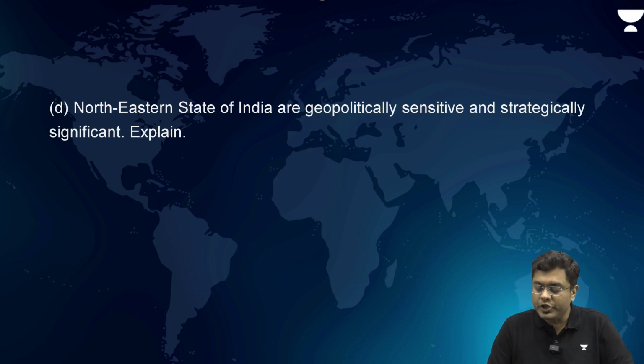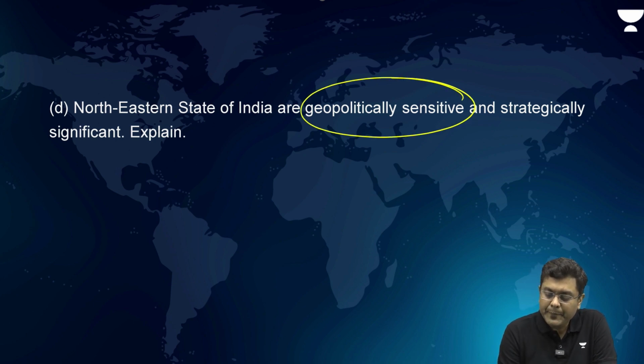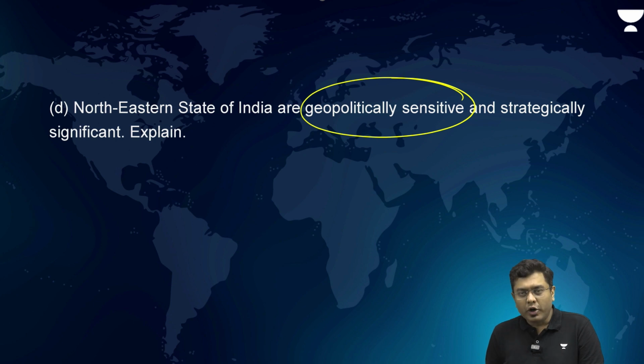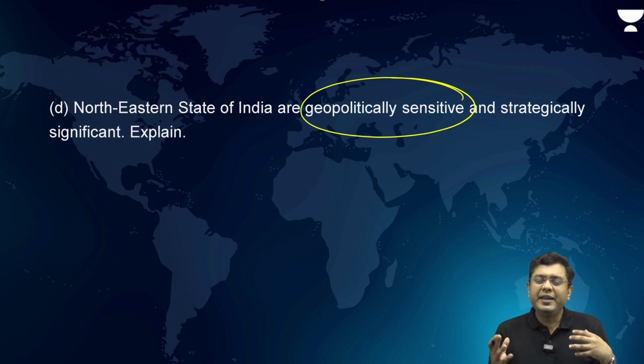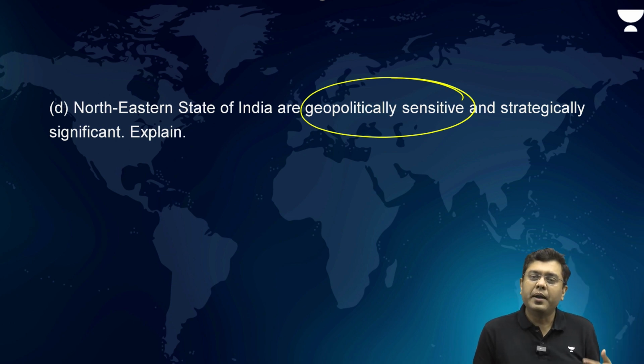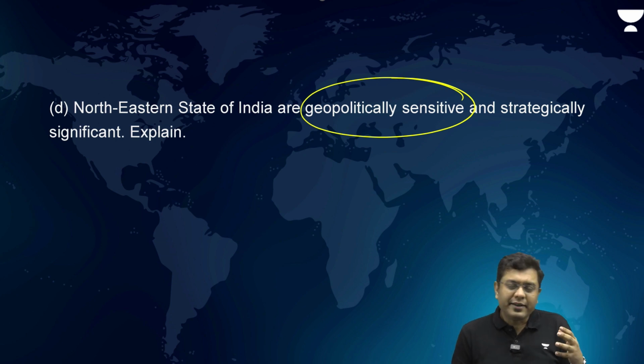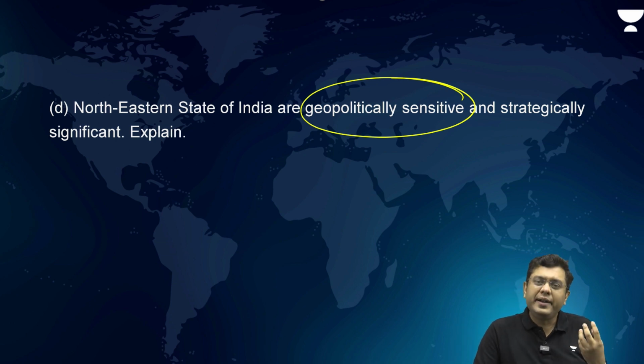Northeastern states of India are geopolitically sensitive and strategically significant. Explain. So, here obviously you do not have to write that no, they are not geopolitically sensitive. They are geopolitically sensitive. Why? They are sensitive because they have lot of various different countries bounding them or bordering them. You have China, Myanmar, Bhutan, then you also have Bangladesh, right. So, those are the countries immediately in the border, and that is why the external influence is quite palpable, perceivable, and quite expected as well.